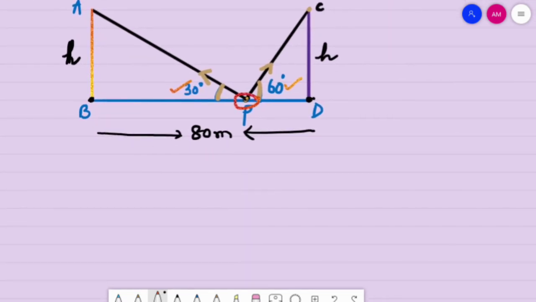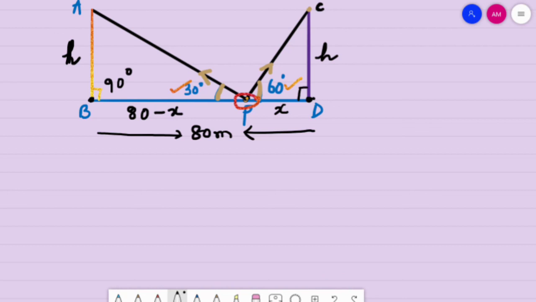We have two triangles. Now children, see, BD is your road and the pole AB and BD are making an angle of 90 degrees. This is clear. Here we are having 90 degrees. Similarly, CD is also perpendicular to BD and here it is 90 degrees. Now you are getting two triangles: one triangle is CDP and one triangle is ABP. Suppose we take PD as X, then BP will become 80 minus X. Now with these things, let us start and solve the question.